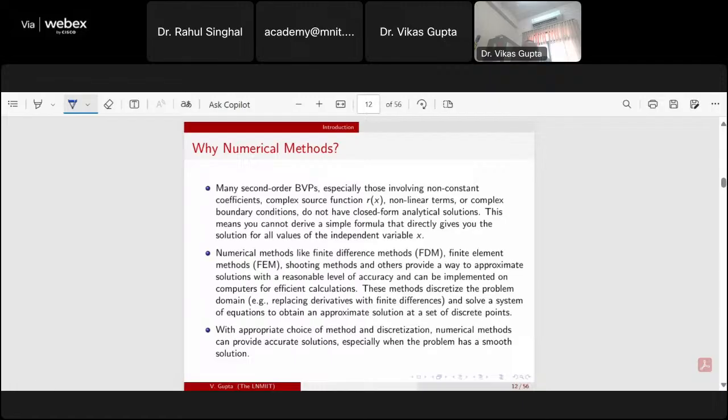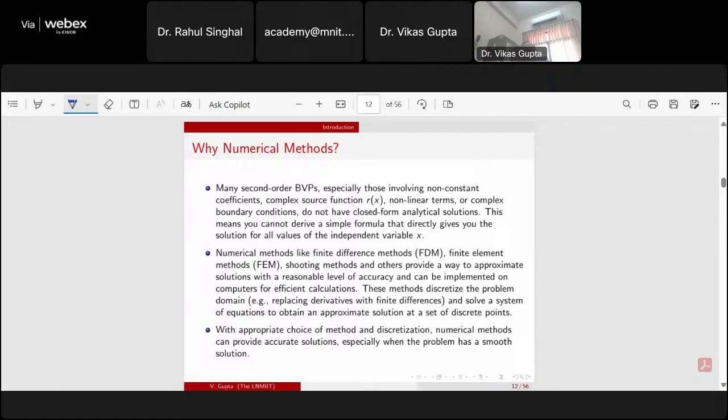And still, if coefficient functions p and q fail to be analytic, in some cases a series solution also exists, which is known as the Frobenius series solution. But these are very limited types of equations which are solvable analytically.